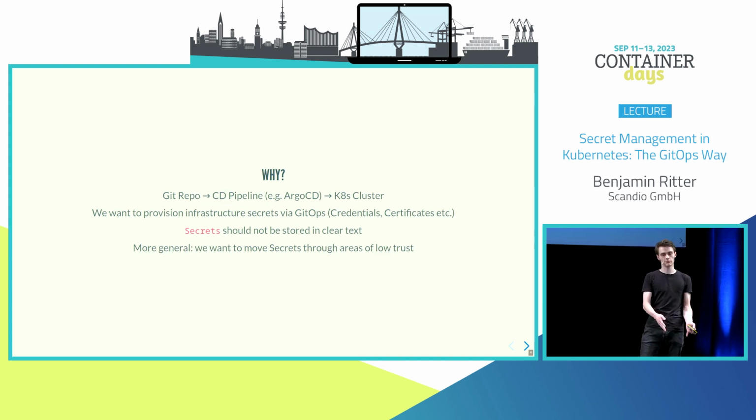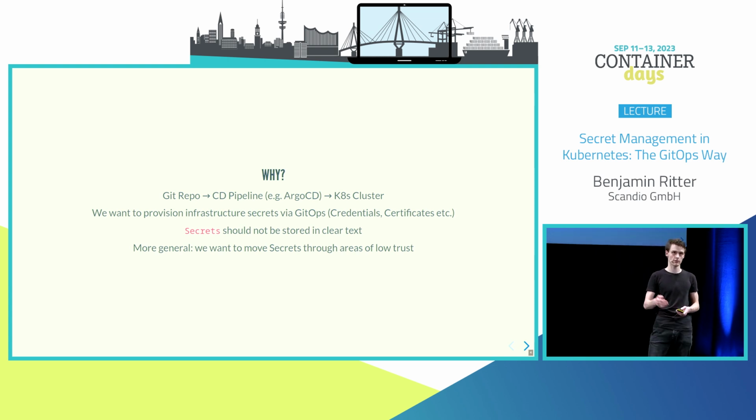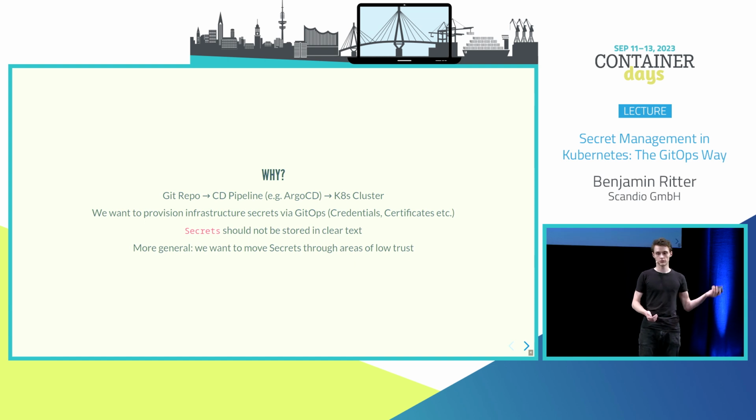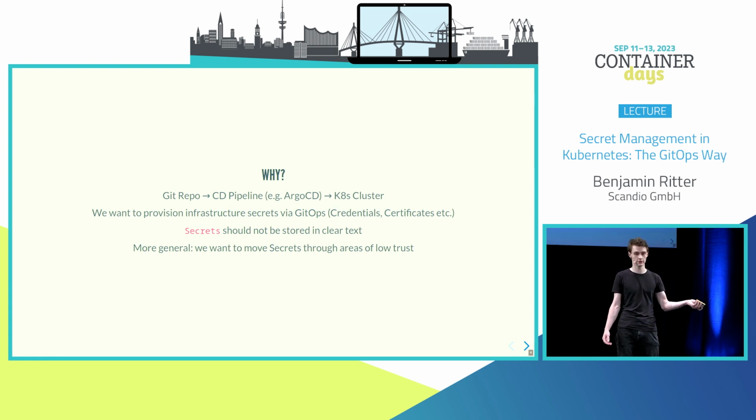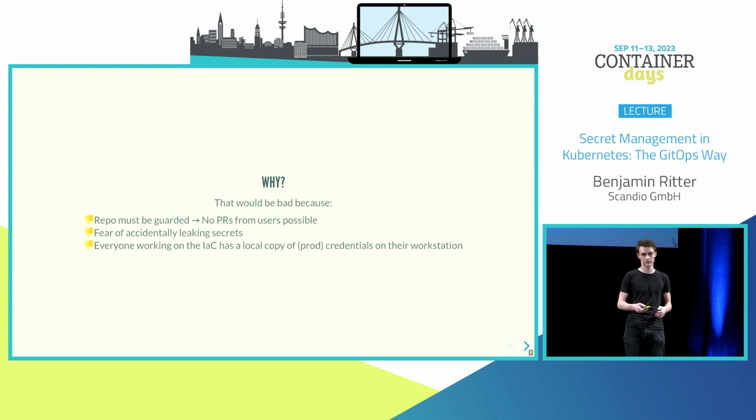We have a Git repo. We deploy it via a CD pipeline. In our case, I'm familiar with Argo, so all of my examples will be centered around Argo. And we deploy it into a Kubernetes cluster. So we want to provision these secrets. Those can be credentials for API services, for databases, certificates for TLS or whatever. And you should not store them in clear text. And we want to be able to move secrets through our deployment process, even if we don't trust certain elements of our deployment process.